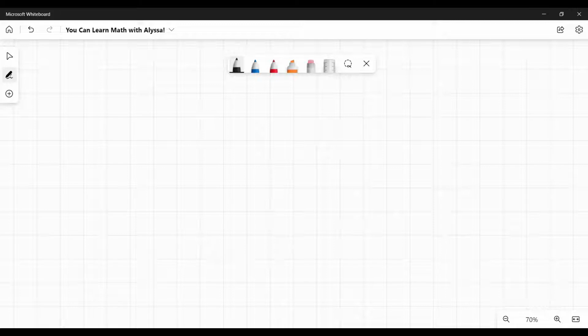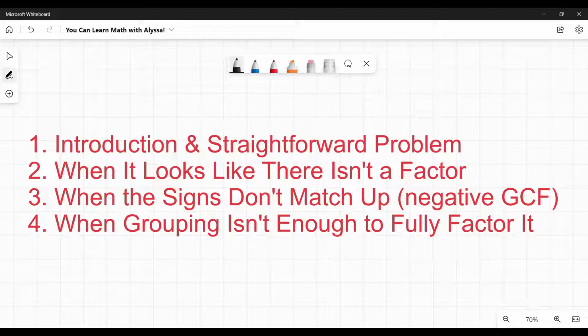So we're going to start out with an introduction, explanation, and a sort of introductory problem. Then the next one is going to be when there doesn't appear to be a factor in one of the groups. The third one is going to be when there's opposite signs involved. And the last one is going to be when you have to do a second step of factoring after you think you're done. I'm going to put links down below so you can jump forward if one of those sounds like the specific problem you're dealing with.